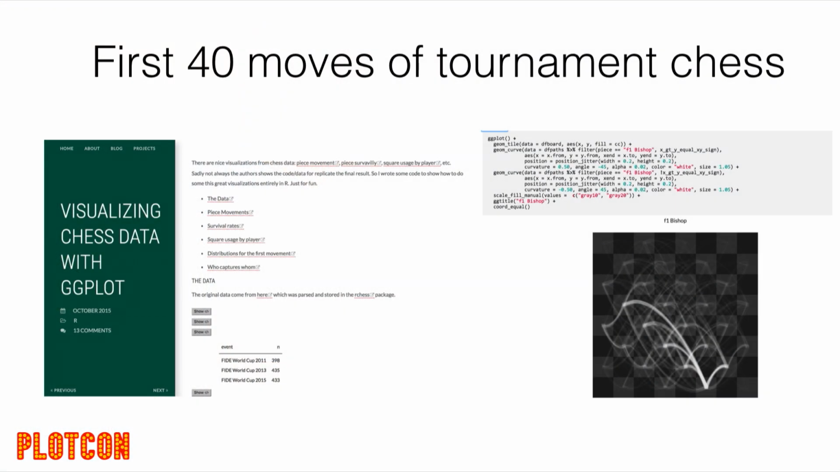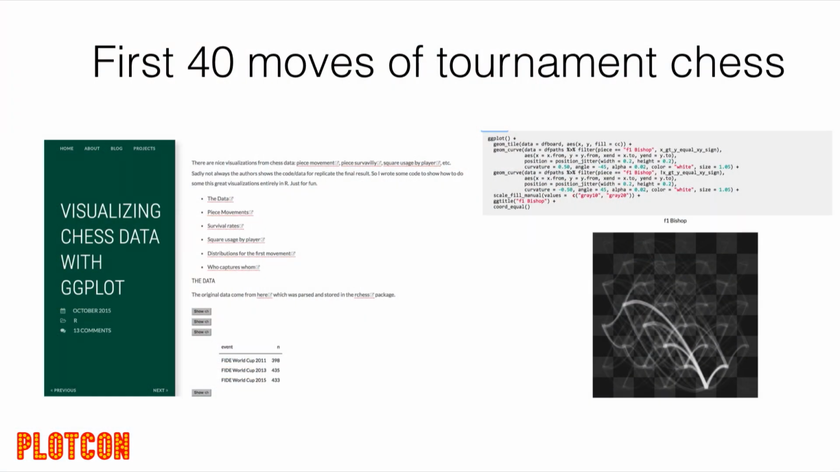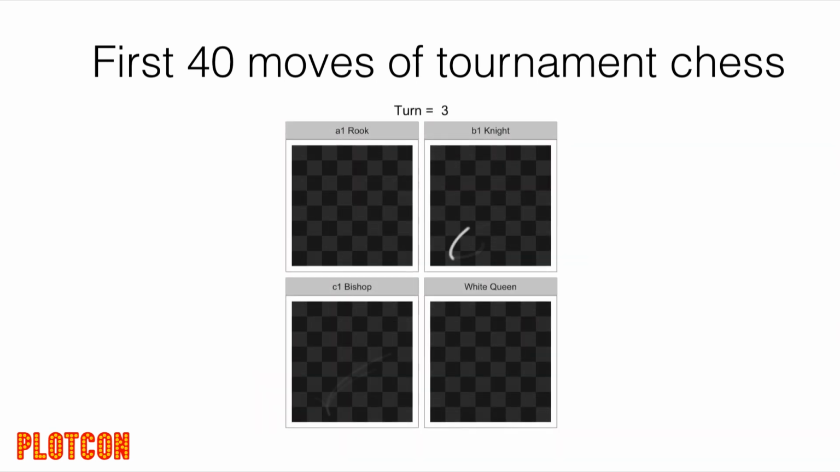I really liked this post from Jacob Kunst about visualizing chess data with ggplot2. So this downloaded a large amount of tournament chess data, move by move, and then used R to process it and ggplot2 to visualize it to show, for example, where one bishop went over the course of a game, what the most common moves were. So I was able to take this and adapt it to an animation.